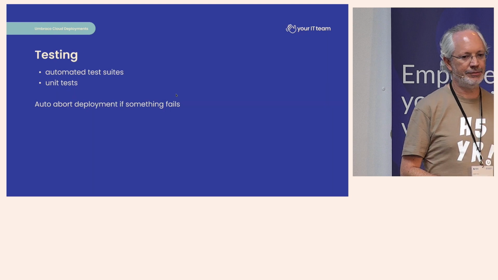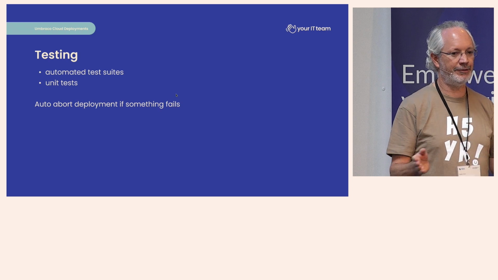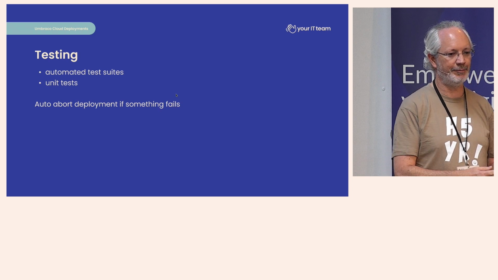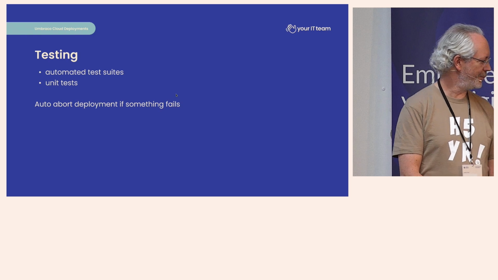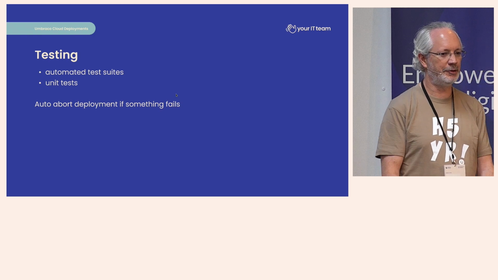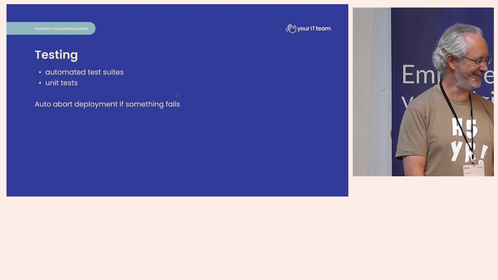Testing, automated test suites, unit tests, all of that sort of thing. And of course, if anything fails along the way, you can just abort it. In theory, anyway. Whereas with Umbraco Cloud, you push it up and you hope for the best and hope everything goes well. And sometimes things don't.